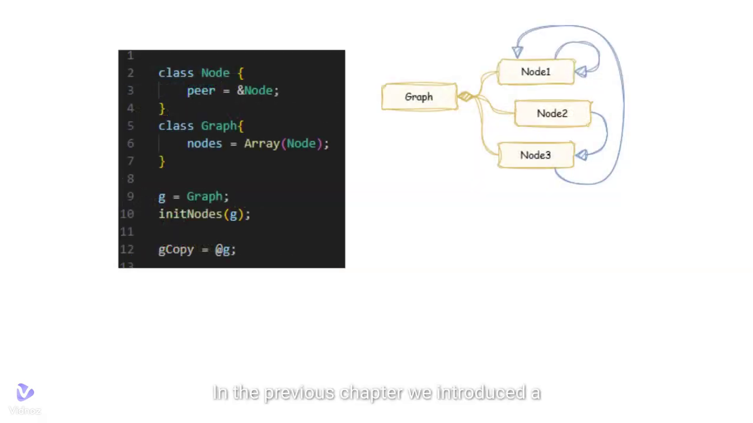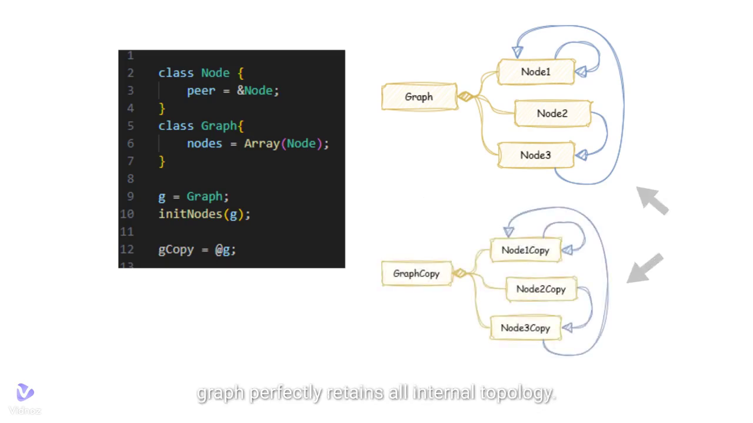In the previous chapter, we introduced a copy operator. It handles weak pointers in a very clever way. Imagine we have a data structure with internal interconnections: a graph object that holds a collection of nodes, each having a weak link to one other node. When we copy such a graph, the resulting graph perfectly retains all internal topology. This operation is performed without any memory and CPU overheads in the most optimized way.